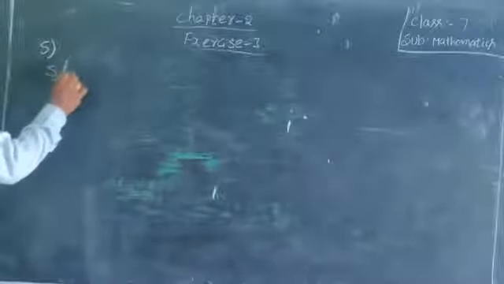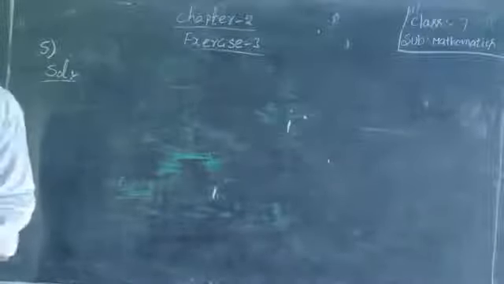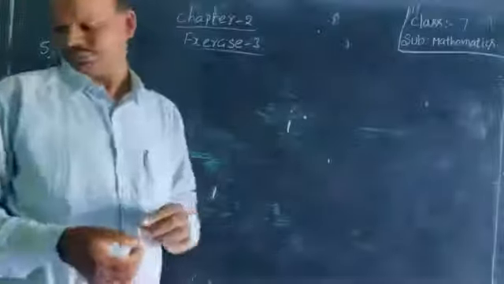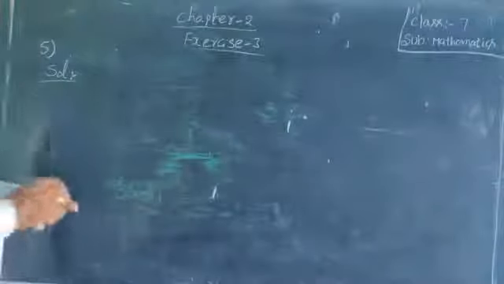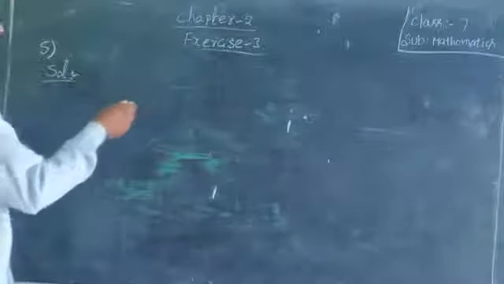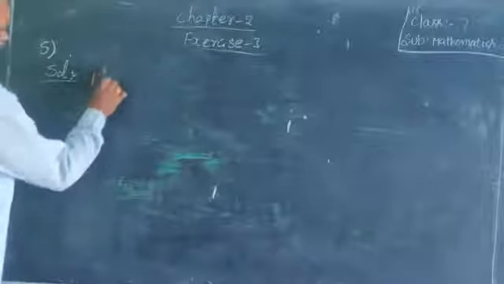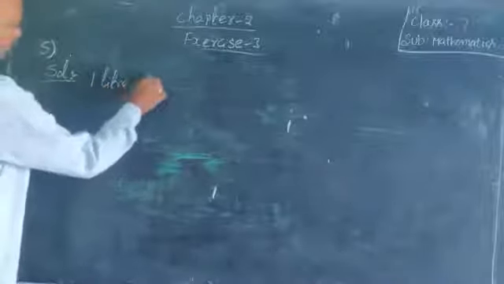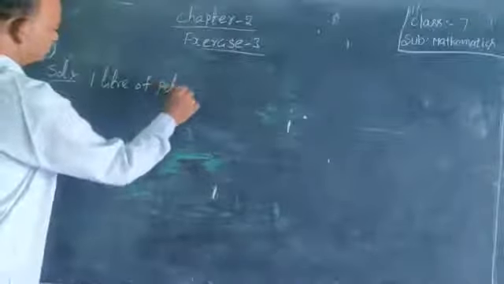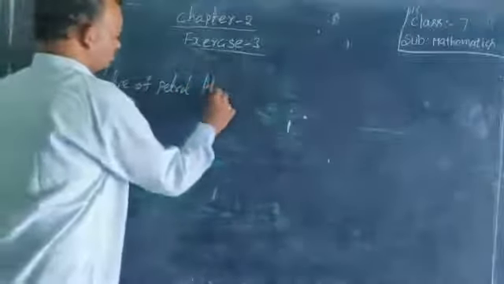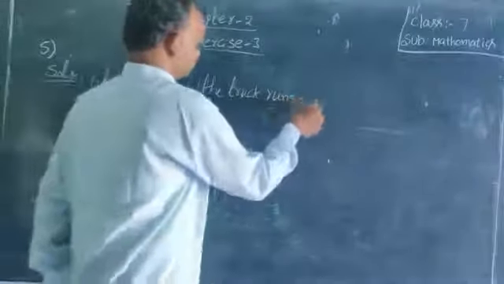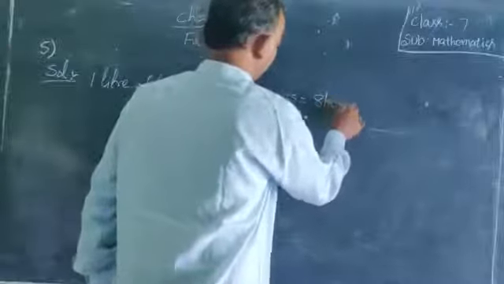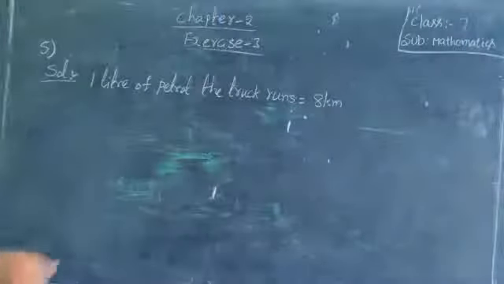Solution. A truck runs 8 km using 1 liter of petrol. So, for 1 liter of petrol, the truck runs 8 kilometers.